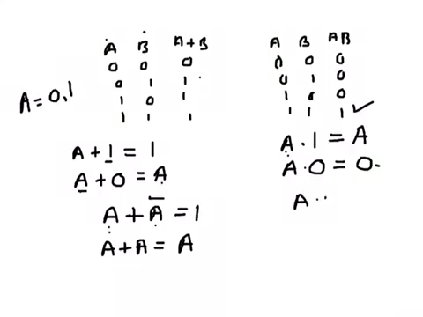This one, A and A bar, will always be 0, because whatever A is, one of them will be 0. If A is 0, then it's already 0, and if A is 1, A bar will be 0. So the product is 0. And if we do this one, A and A, again if both are 0, the output is 0, and if both are 1, the output is 1. So basically it won't be a square. That's the thing.